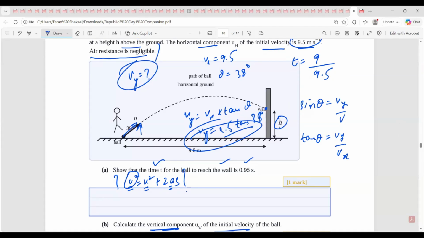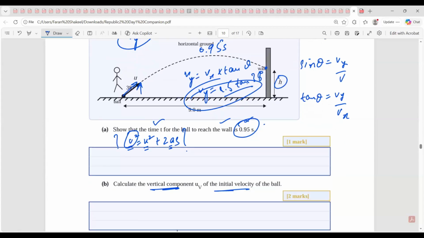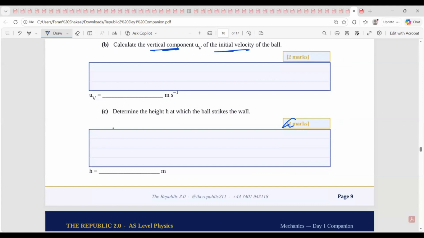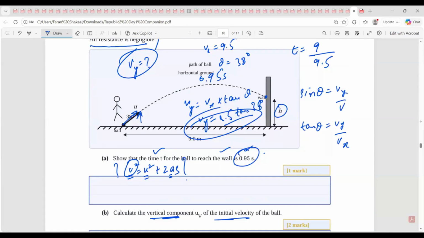Remember that if you want to calculate this height, this distance by the projectile was covered in 0.95 seconds. So I just need to calculate how much it is vertically at a time of 0.95 seconds. So what was the initial component of the velocity? I'm just going to use s is equal to ut plus half at squared. Got it?